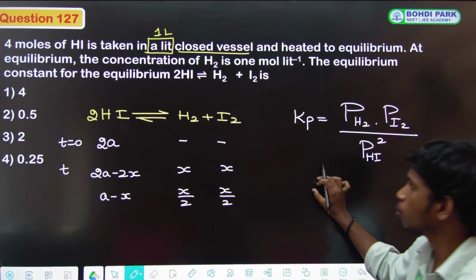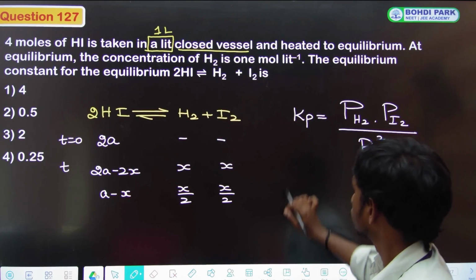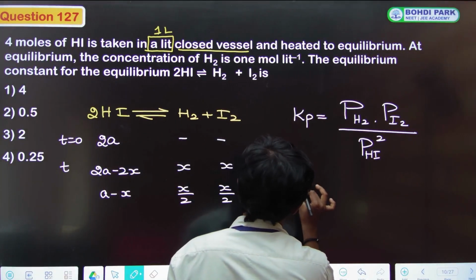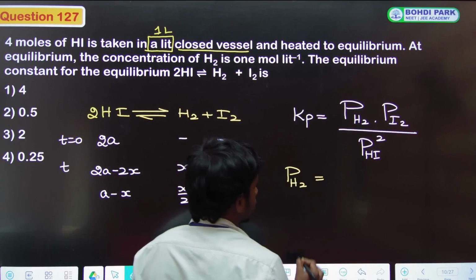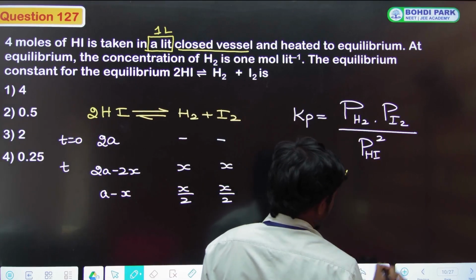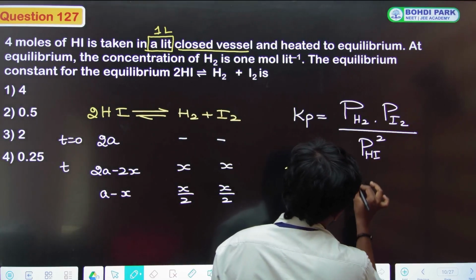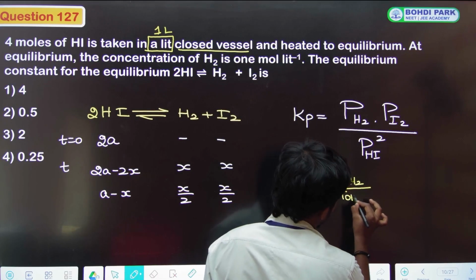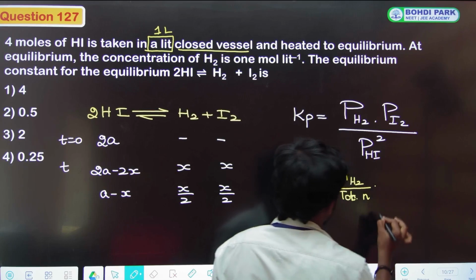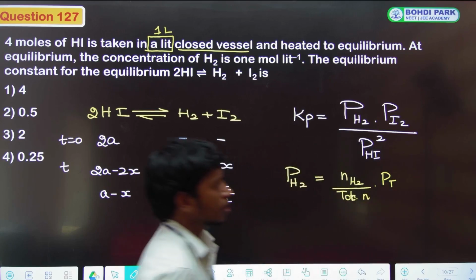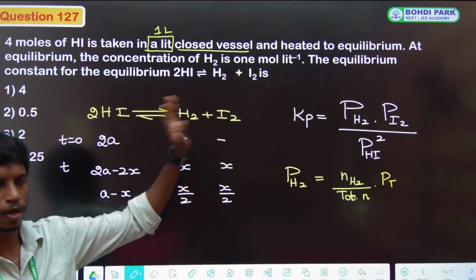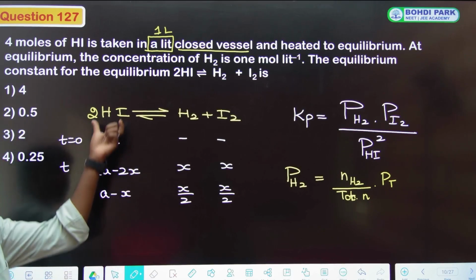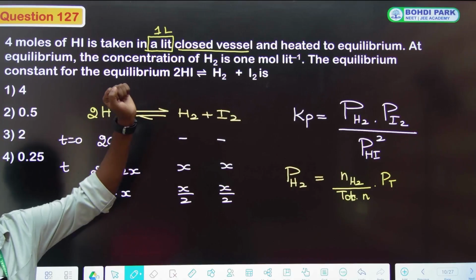ஓகேவா? So we can go with calculation of partial pressure of H2. It is equal to number of moles of H2 divided by total number of moles, into total pressure. ஓகேவா? இதான் வந்து partial pressure of H2 ஓட ஃபார்முலா. என்ன கண்டுபிடிக்க போறேன்? நான் x ஓட மோல்ஸ் எவ்வளவு, H2 ஓட மோல்ஸ் எவ்வளவு, I2 ஓட மோல்ஸ் எவ்வளவு கண்டுபிடிக்க போறேன்.